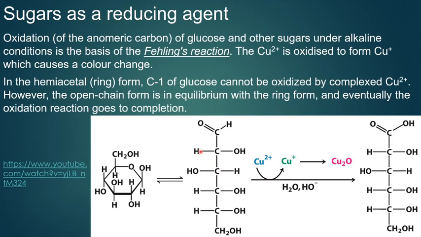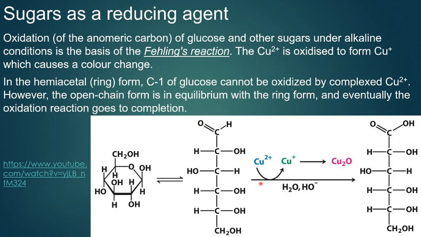But how this Fehling's reaction works is that when the cyclic form of glucose opens up into its open chain form, that will then expose this aldehyde at the top. Once that aldehyde is exposed, it can then react with copper, obviously in aqueous solution, and it's going to turn this aldehyde into a carboxylic acid.